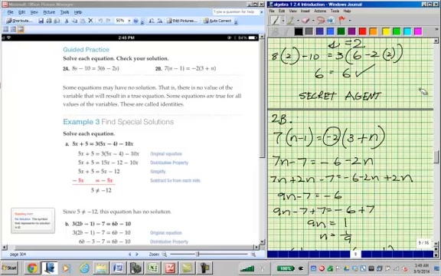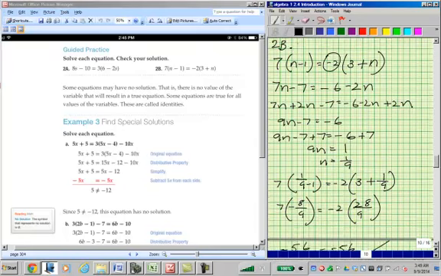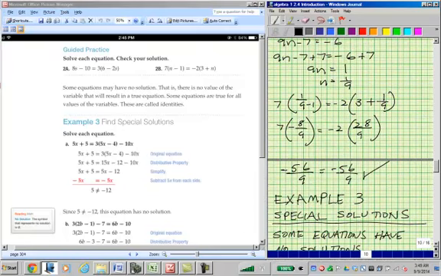Okay, example 3, special solutions. Some equations have no solutions, and then some are true for all real numbers. These equations are called identities. We don't have a special name for equations that have no solutions. We just say there are no solutions. Okay, so how do these things work? I know you've seen it before. We're just kind of jogging the old memory here.